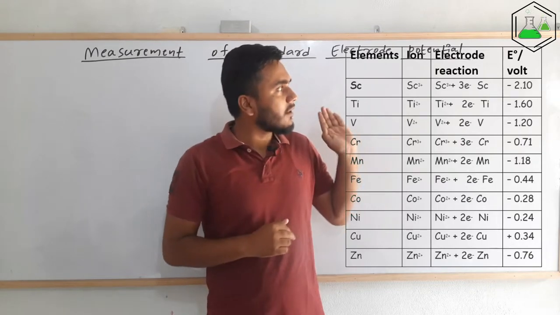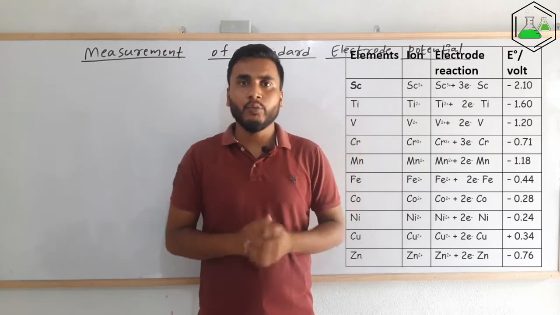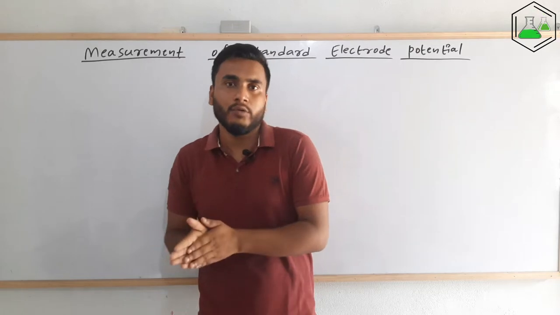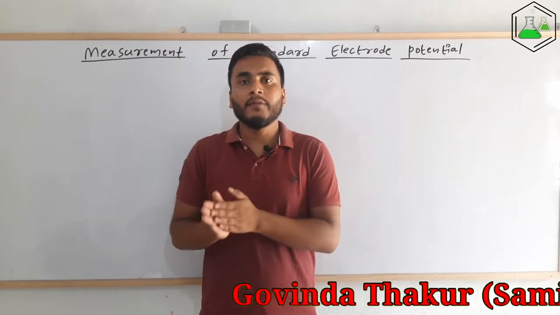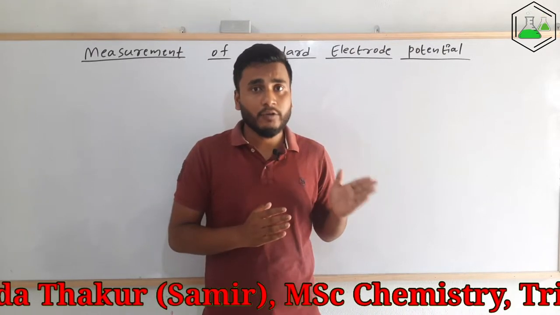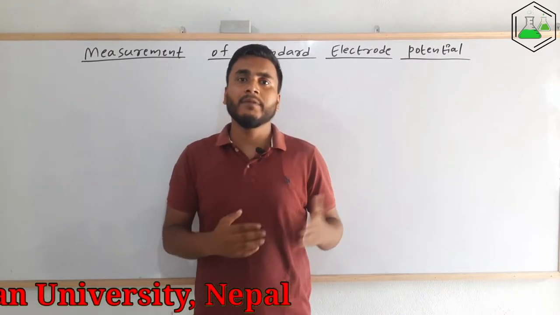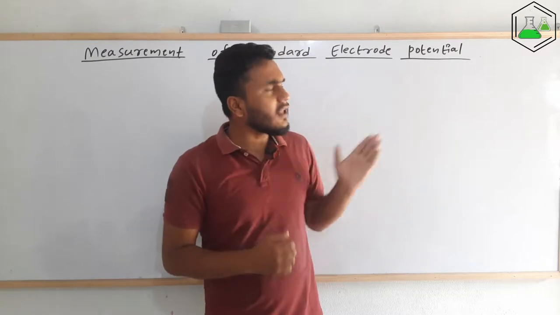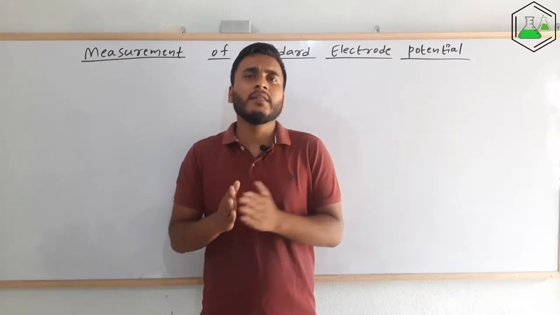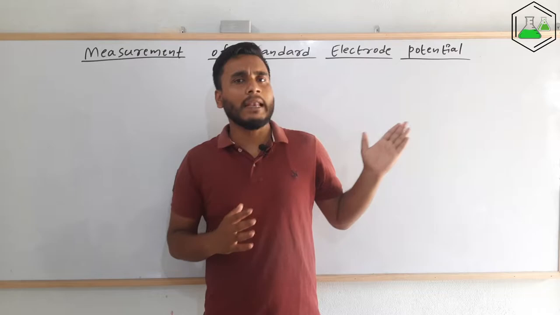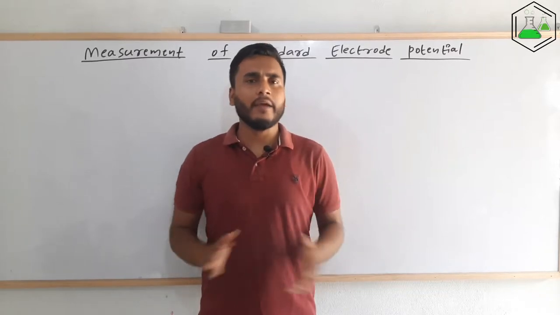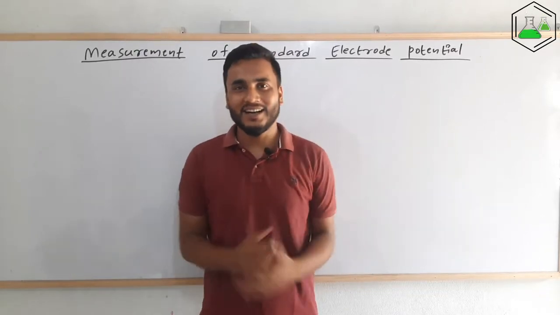To calculate the standard electrode potential of any electrode, we need to couple it with a reference electrode. That reference electrode may either be SHE, that is standard hydrogen electrode, or Calomel electrode, about which I have already explained in my previous videos. But the numerical values are calculated by some mathematical rule. How did you calculate them? In this video, we are going to understand everything about that. So let's start.